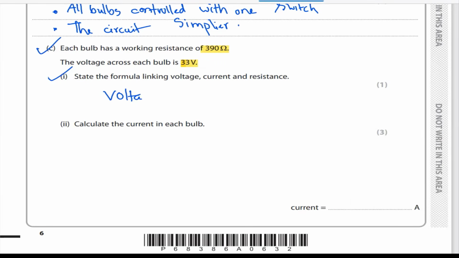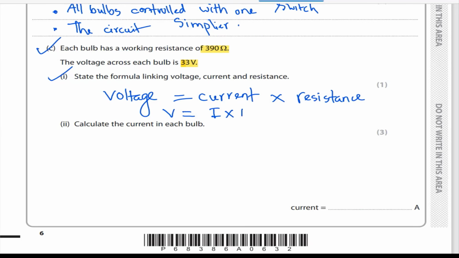Voltage equal to current into resistance. We know voltage equal to current into resistance. Symbolically, V equal to I into R.